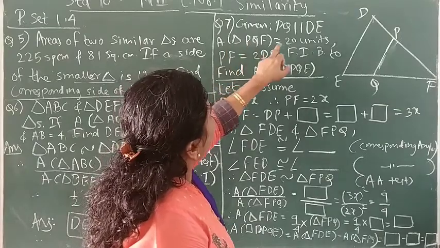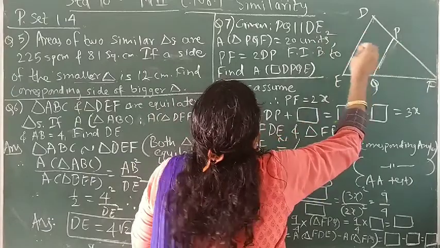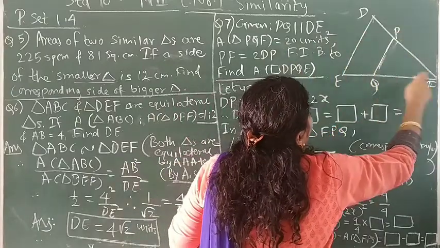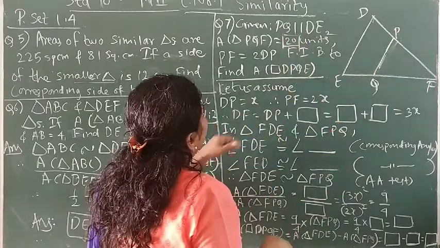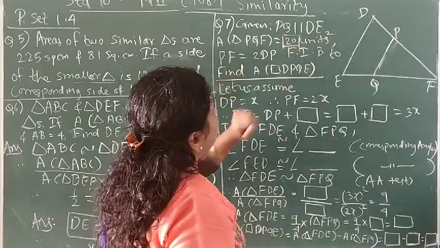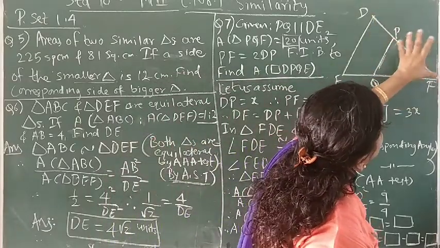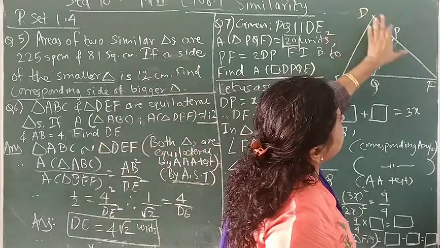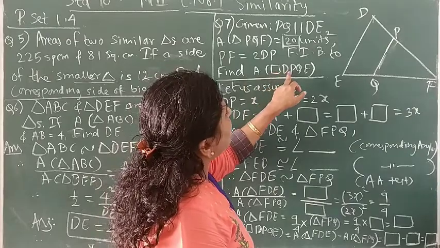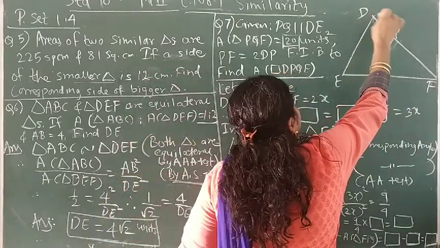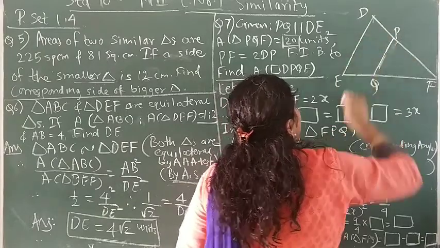Area of triangle PQF is 20 square units. PQF, it is P, Q and F, the smaller triangle, its area is given as 20 square units. Now PF is 2 times DP. This PF is twice DP. Means here it is X, it is going to be 2X. Now we have to find the area of the quadrilateral DPQE. We want to find this area. So this is the quadrilateral which we have to find.